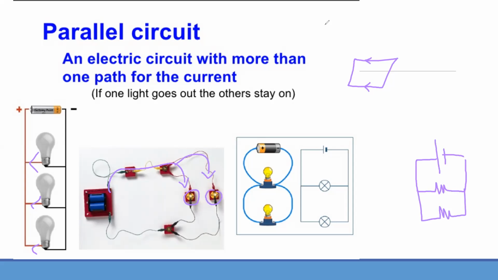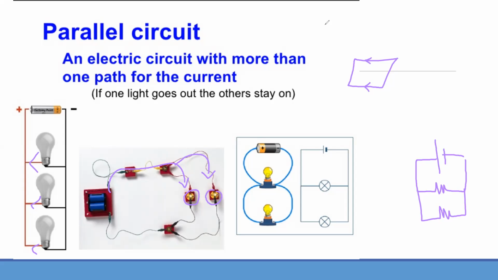Parallel is like parallel sides in math. The resistors are parallel to each other. In the series, they are in sequence. They have the same path. If I have only one path, we call it series. More than one path, we call it parallel.